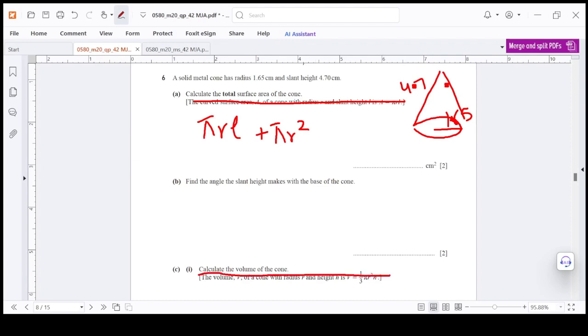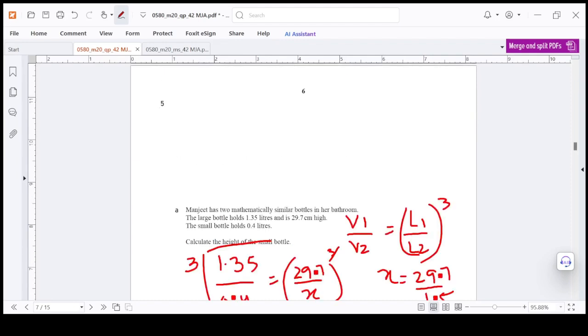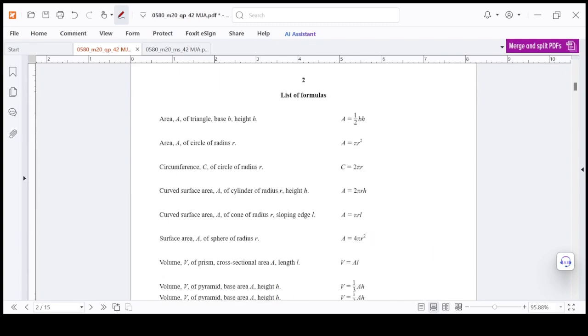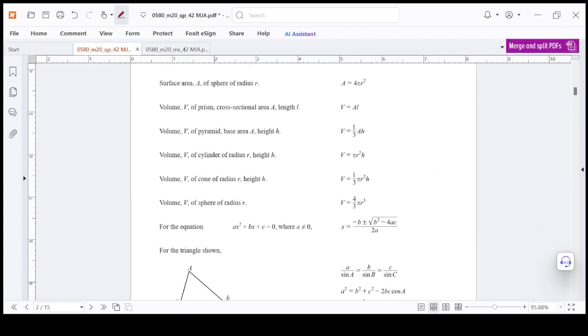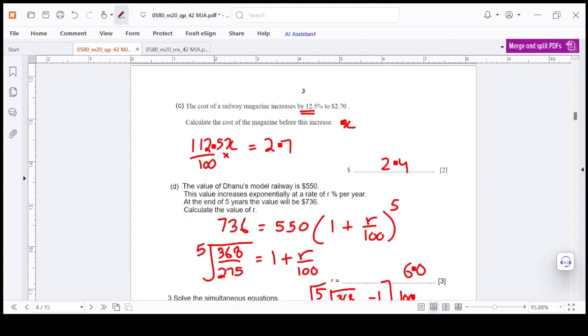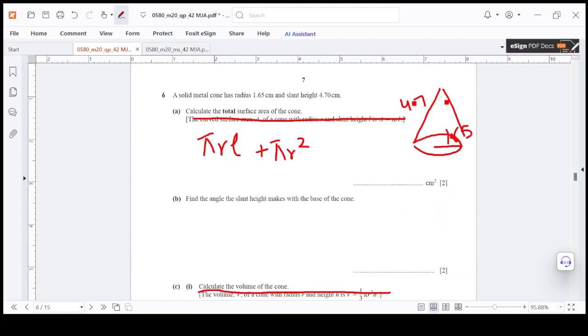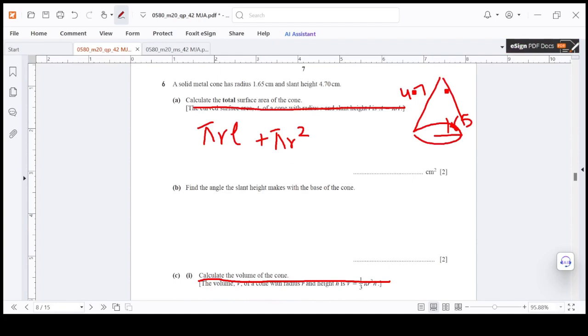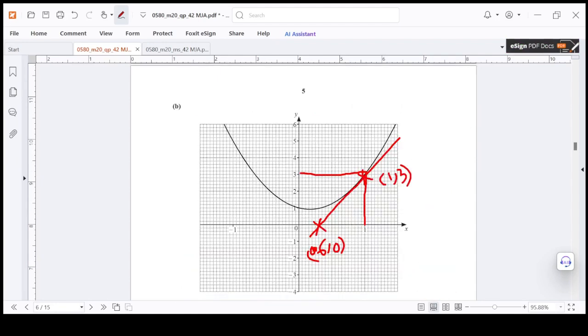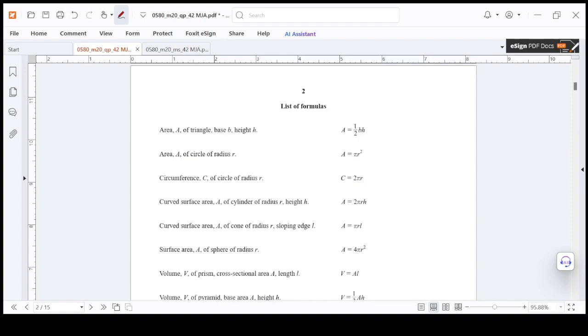Remember that these formulas will now not be given to you. Instead, you'll have all these formulas in the given formula sheet. So you'll have to extract the formula from here. So let's see which formula. Since these are old papers, that's why the formula is given to you. Anyway, we needed the total surface area of the cone. Let's look at the formula sheet.